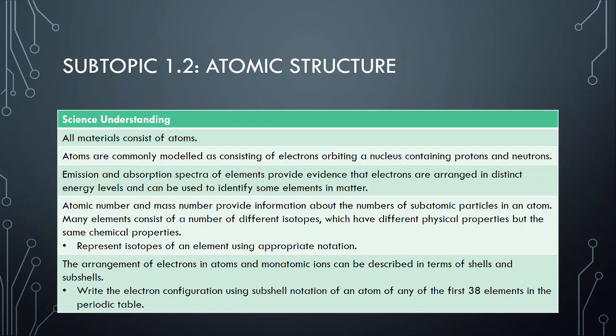In this video, we are looking at the first three science understanding ideas written here. First, all materials consist of atoms. Second, atoms are commonly modeled as consisting of electrons orbiting a nucleus containing protons and neutrons. Thirdly, emission and absorption spectra of elements provide evidence that electrons are arranged in distinct energy levels and can be used to identify some elements in matter. All right, so those three will be covered in here.